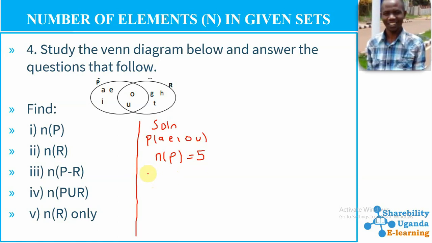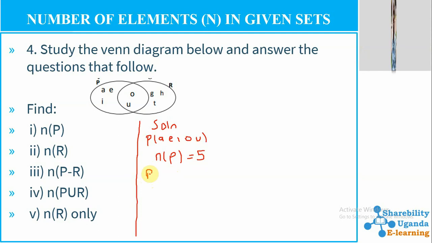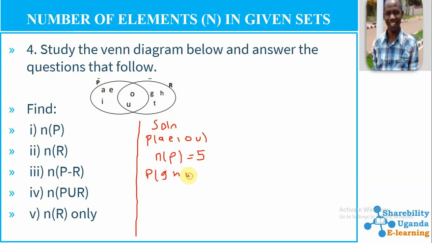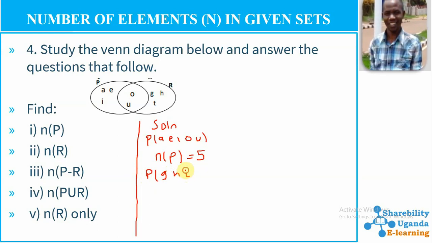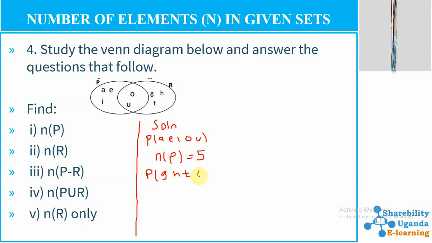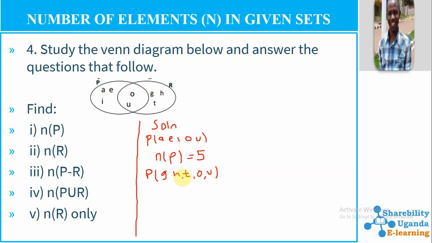In our set R, who are the members belonging to our set R? We have G, we have H, we have T, we also have O, and we also have U. So these are the members that belong to our set R.